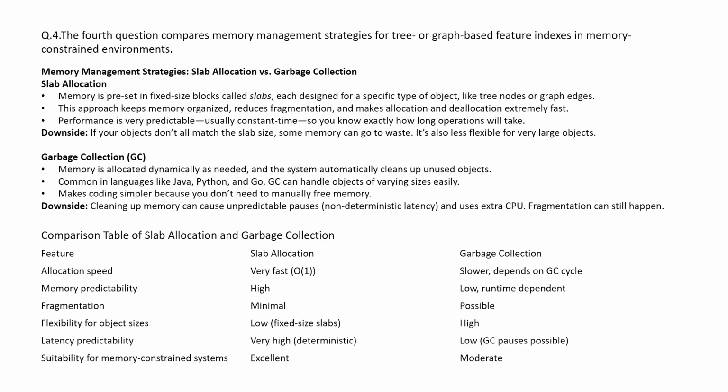Garbage collection: used in languages like Java, Python, and Go, it automatically reclaims unused memory, which simplifies coding. However, this introduces unpredictable latency due to cleanup pauses and can increase CPU overhead. Allocation is O(1) amortized, but the collection phase can take O(n) in heap size. For the comparison, we have compared slab allocation and garbage collection on the basis of features like allocation speed, memory predictability, fragmentation, flexibility for object sizes, latency predictability, and suitability for memory constrained systems.